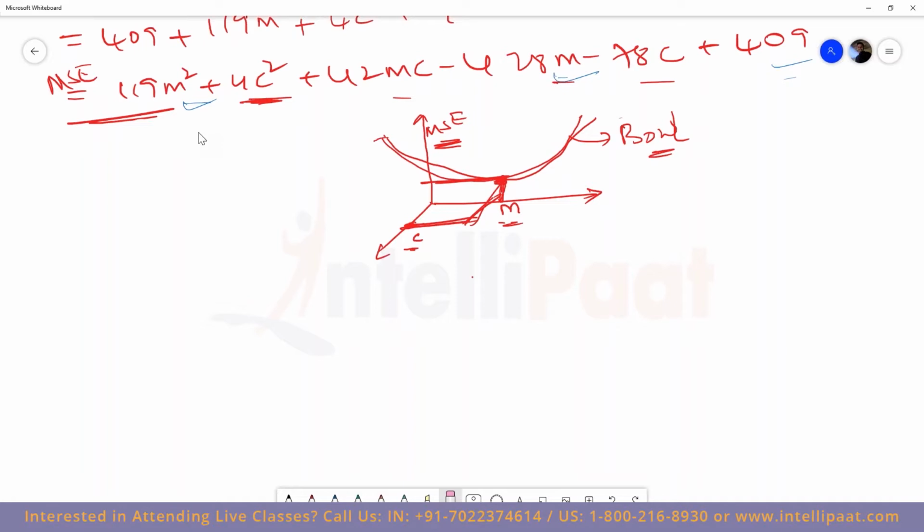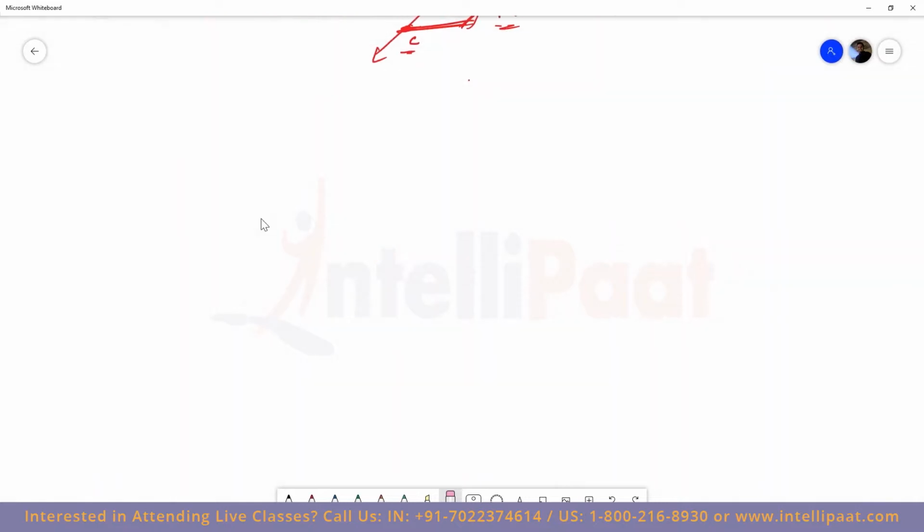Let me try and simplify this for you. Let's start with a very simple equation. Let's say y is equal to 2x plus 3, a straight line equation. Or rather, let's take y is equal to 3x square plus 2x plus 1. If I were to find the minimum value of this particular equation, how do I find it?